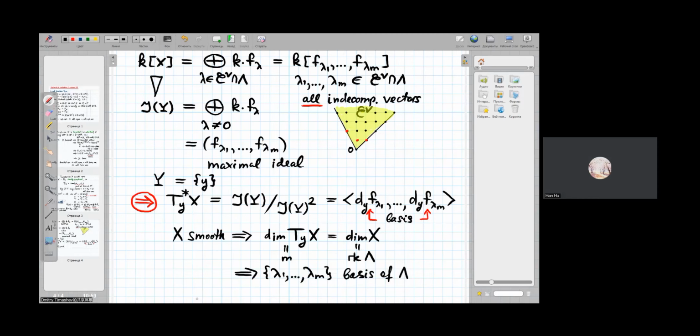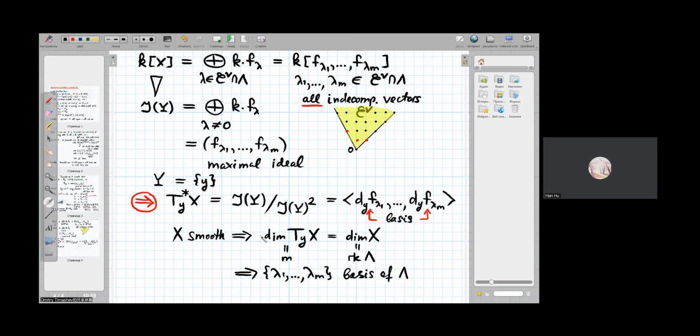Well, Professor. Yeah. So we have that the dimension of the tangent space Ty is equal to the dimension of X. This is because of smoothness. I know this. Well, how do we know that it is a basis of lambda?